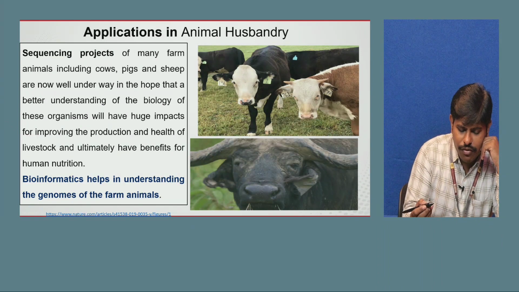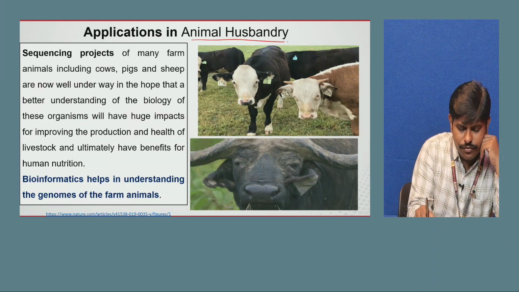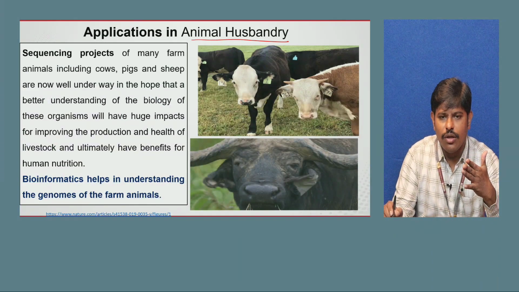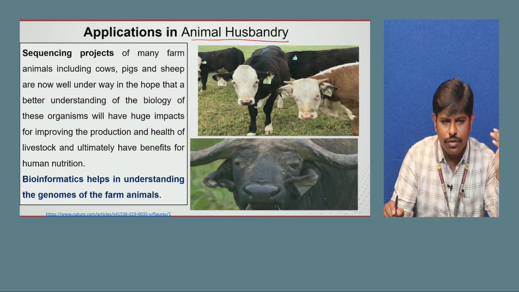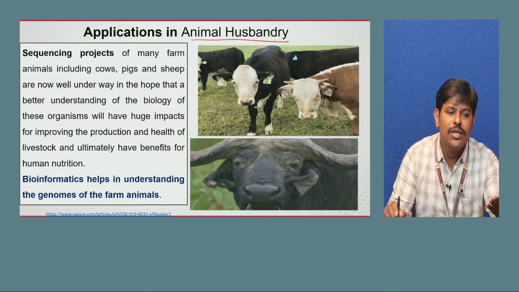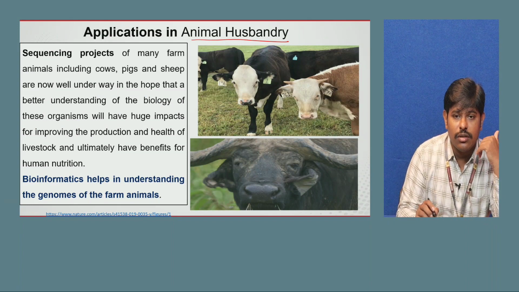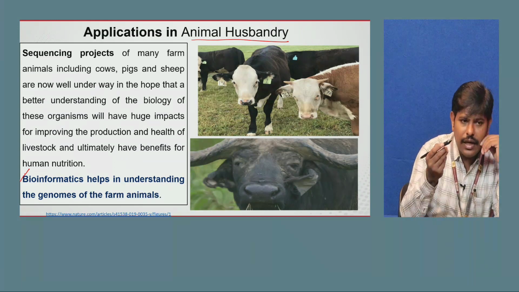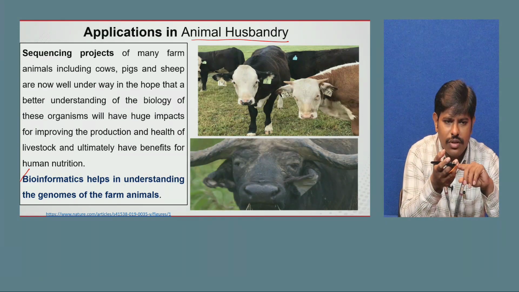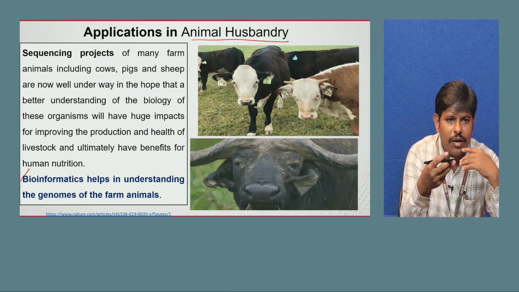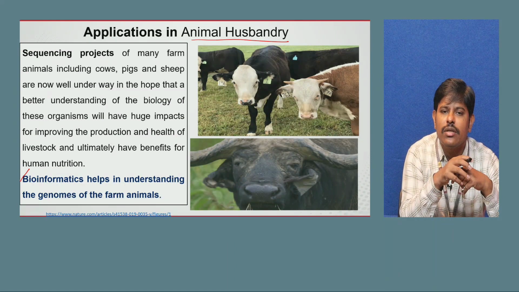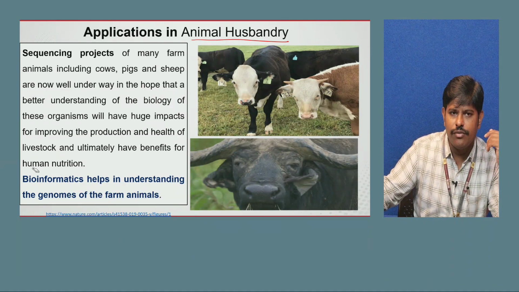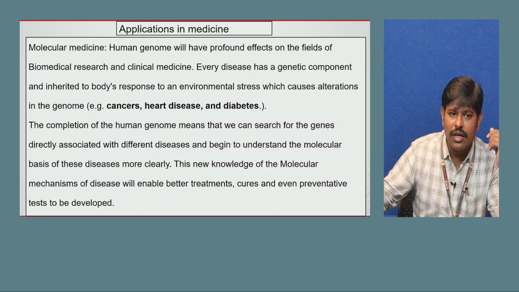And bioinformatics can help in animal husbandry through aiding in sequencing projects. In a sequencing project, one step is assembling the genomes. The best algorithms for assembling genomes are developed in bioinformatics. The second aspect is to find genes and functional regions in these genomes, and to compare these newly sequenced genomes with already determined genomic sequences. So there are several applications of bioinformatics in animal husbandry.